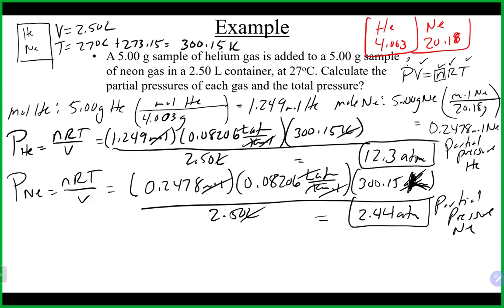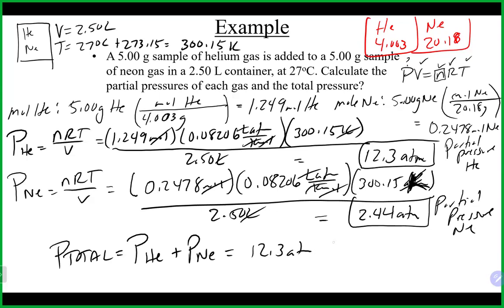How do I get the total pressure? What should I do with those two numbers? I should just add them together, yeah? I take the partial pressure of helium plus the partial pressure of neon. Those guys will give us the total pressure. So in this case, 12.3 atmospheres plus 2.44 atmospheres. It's going to give us a total pressure in this case of 14.7 atmospheres as our total pressure.